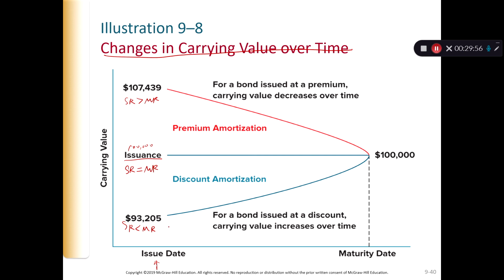So across the whole life of the bond before we reach the maturity date, as you can see, with all three methods, at the end of the period, the maturity date, the carrying value has to become $100,000. Hence, the premium bond has a gradually decreasing carrying value, and the bond issued at a discount has an increasing carrying value. For a bond issued at a discount, the carrying value increases over time. For a bond issued at a premium, the carrying value decreases over time. We call it premium amortization and discount amortization.